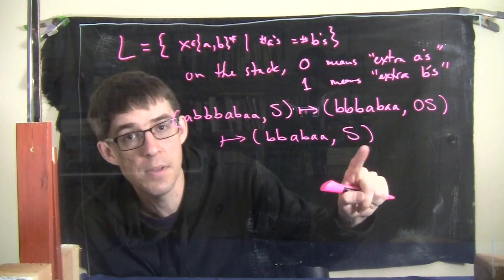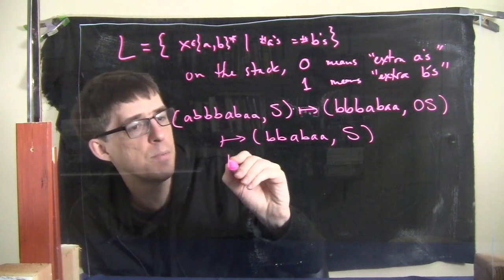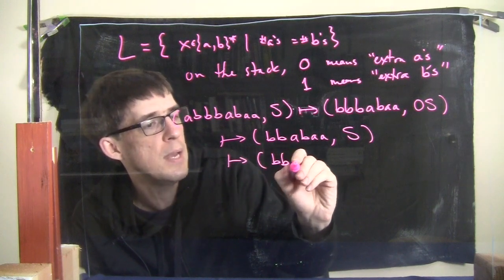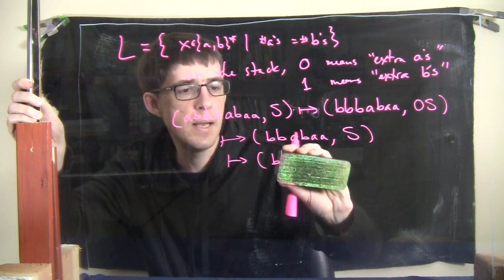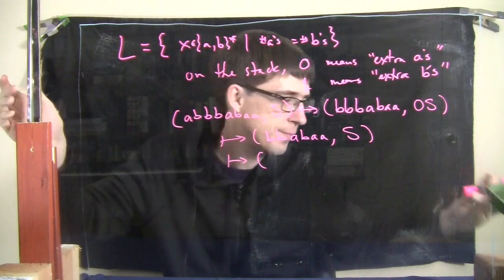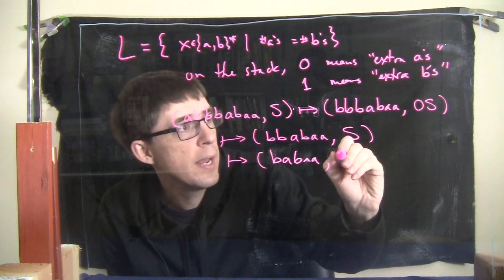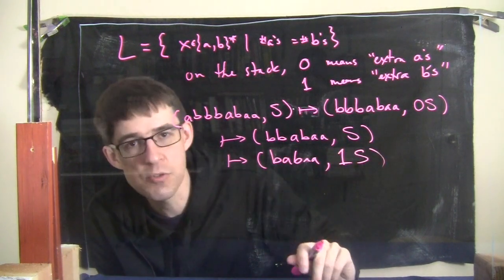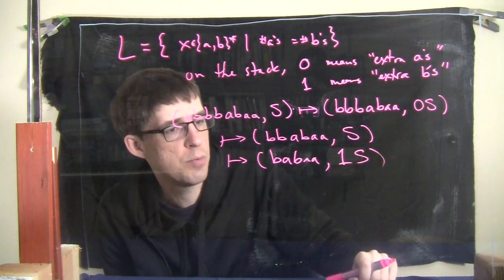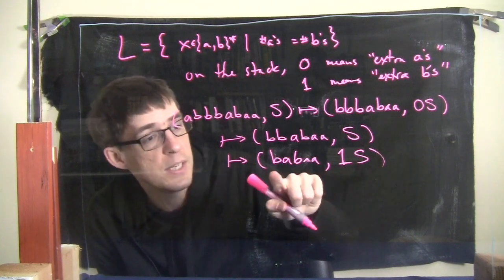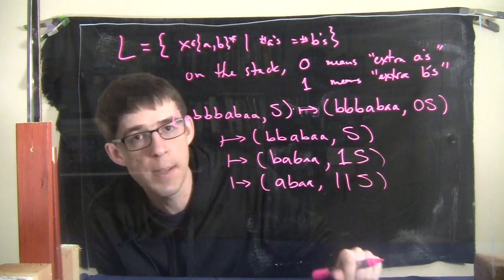Now what if you're reading a B and you see an S on the stack? The S represents that the A's and B's are equalized so far. If I'm reading a B, then I should push a 1 because this is an extra B at this point. So I'm going to read that B. What remains is B, A, B, A, A. I'm going to push a 1 onto the stack because that was an extra B. We were equalized in the A's and B's, then I read an extra B, so I push a 1. All right, read another B, I have to push another 1 because that's a second extra B. So now it's going to say A, B, A, A, comma, 1, 1, S.